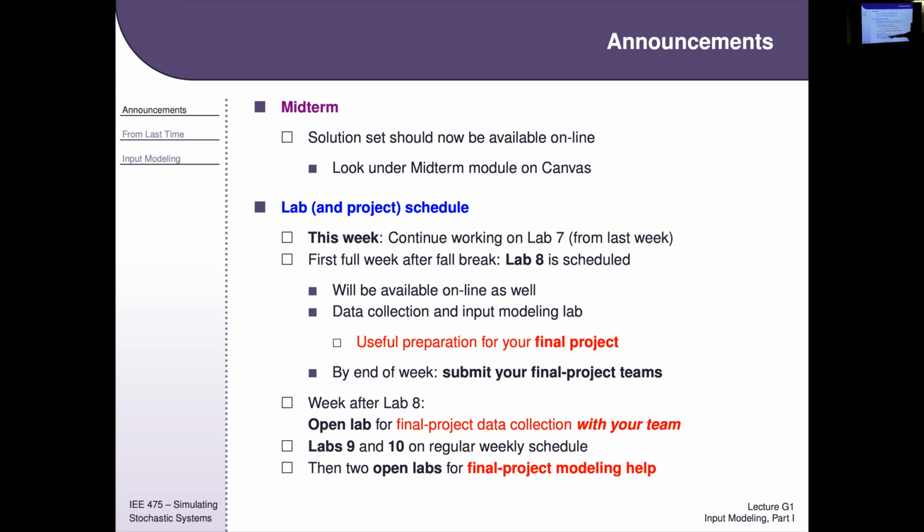And then after that, lab 9 and 10 are on a regular schedule. Then there are, I think, 2 open weeks after that that are meant to provide extra time for you to work on your final project. So that's the lab and project schedule moving forward.